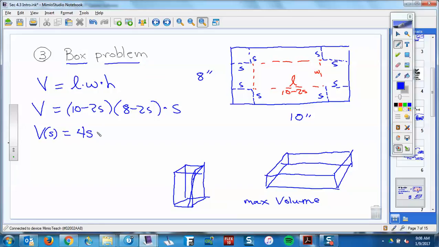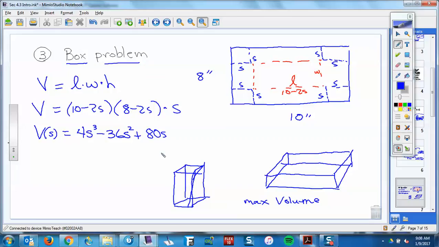But if you want to, you can go to menu, go to algebra, go to expand, and then grab that, hit enter. Okay, what's it say? 4S cubed minus 36S squared plus 80S. Now I don't care if you do that, but that's expand. So if you ever wanted to do that, type expand. All right, and then what?